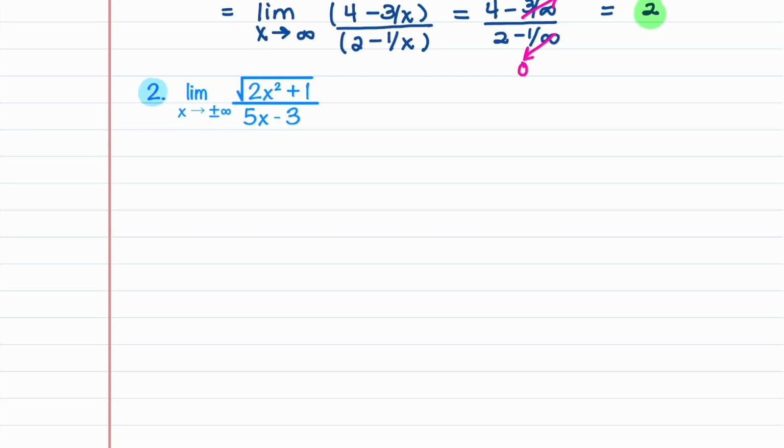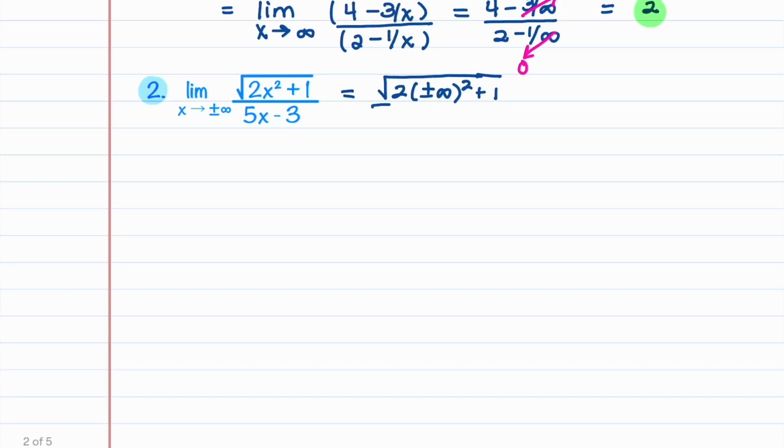Let's now look at our second example. This one is a lot harder than the first one. We're going to begin just like we did with the first one, and we're going to substitute in that x is going to plus or minus infinity. This is equal to the square root of 2 times plus or minus infinity squared plus 1, all divided by 5 times plus or minus infinity minus 3.